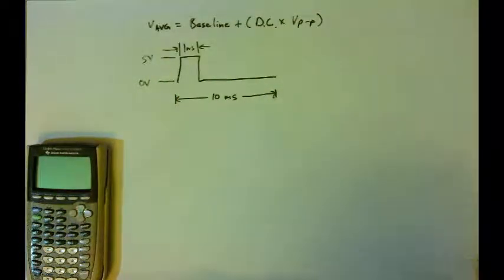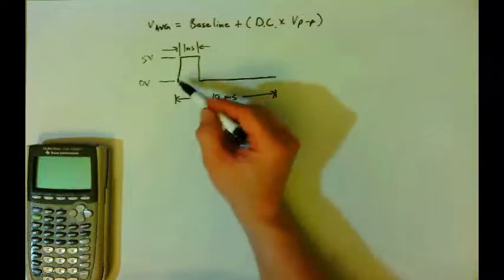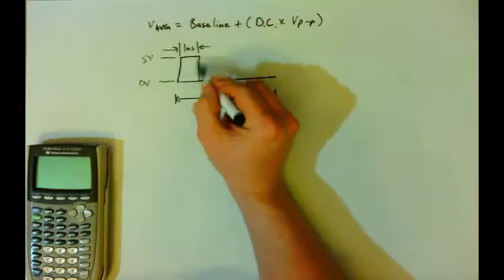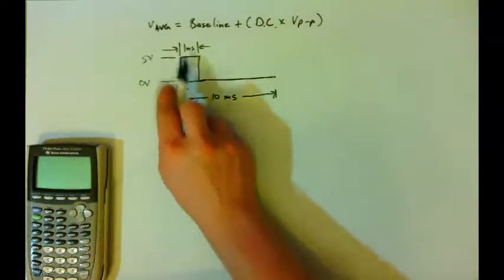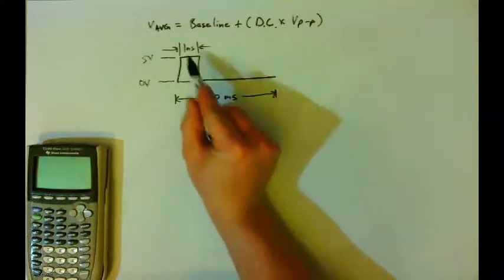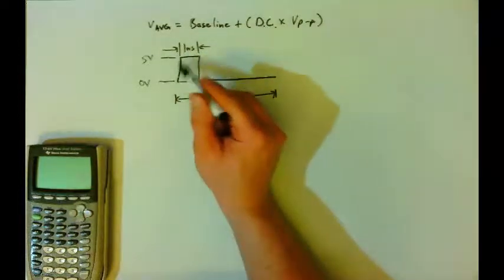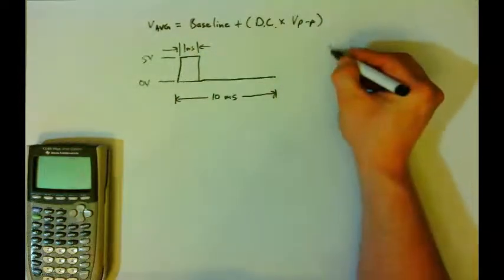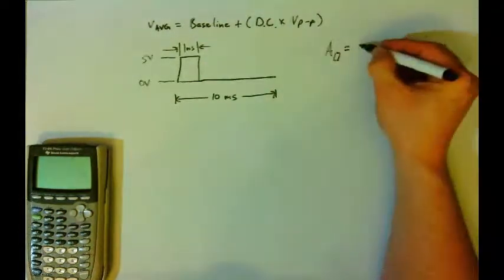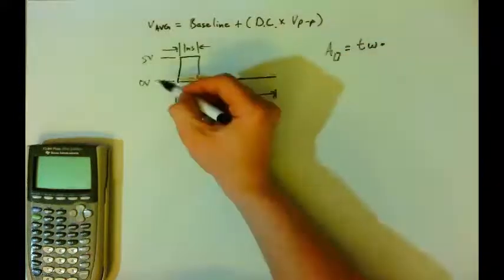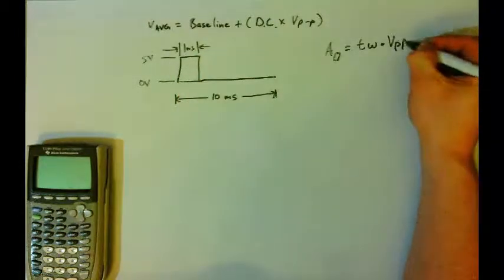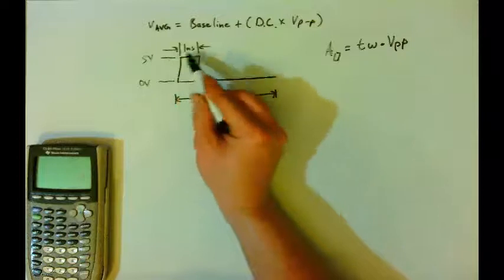And so to think about this, what that means is we want to essentially find the area of the rectangle here, right? The area. And so the length of this rectangle is 1 millisecond, and the height of this rectangle is 5 volts. And so the width here is the pulse width, and the height here is the voltage. And so the area of this rectangle, I'll write this up here, is the pulse width times 5 volts, which happens to be the peak-to-peak voltage.